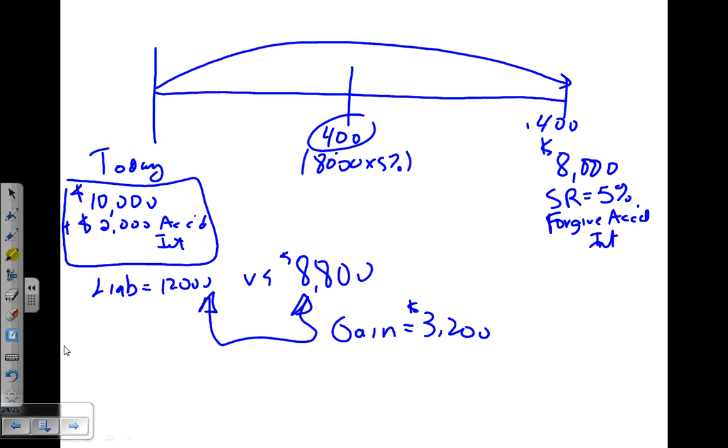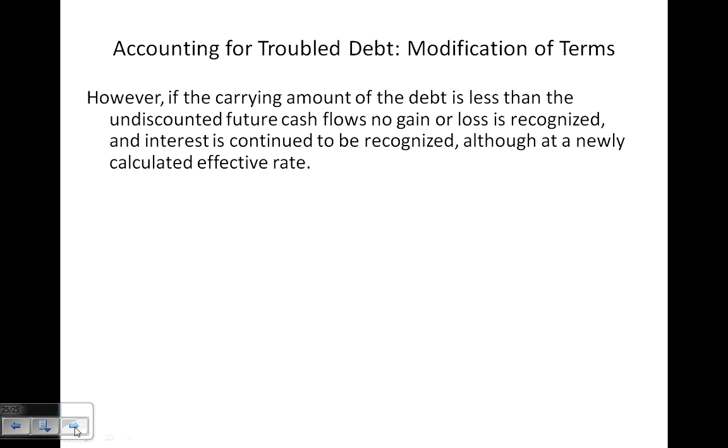When this is paid, it's simply a reduction of liability. No more interest expense is recognized. And every payment is simply a reduction of that liability going forward. Now, that's the easier case.